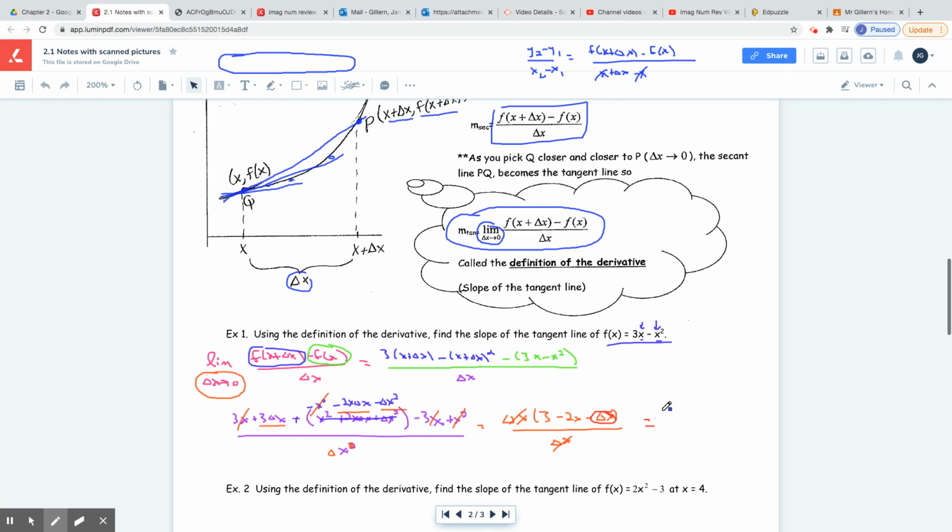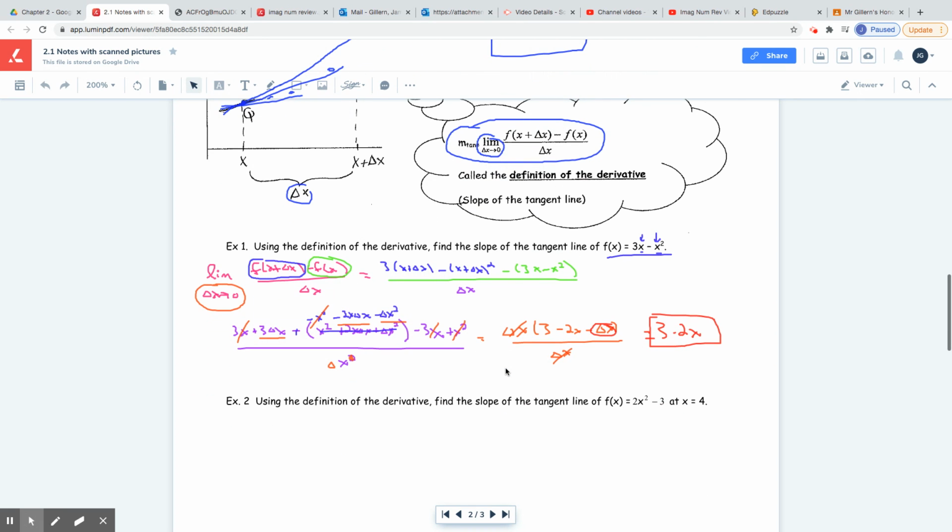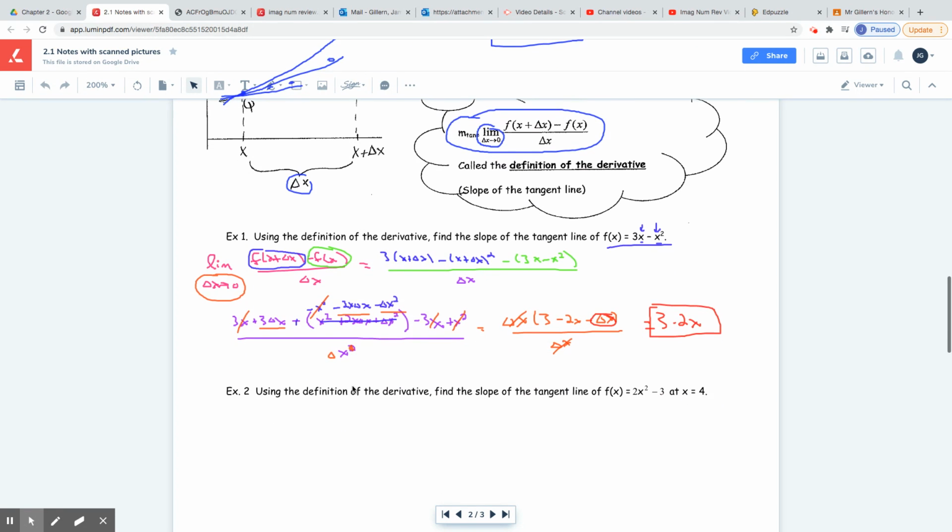And I'm left with 3 minus 2x. And that is the derivative. That is the slope of the tangent line. All right. Now we're done. That's your answer, 3 minus 2x.